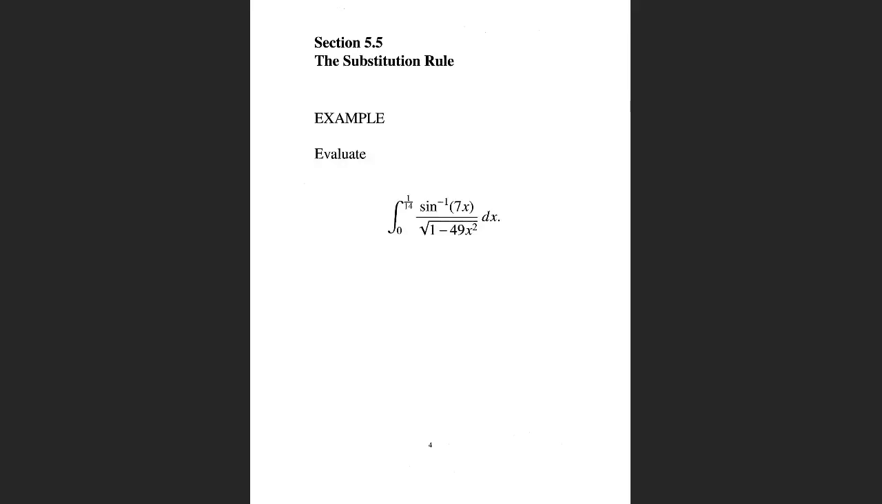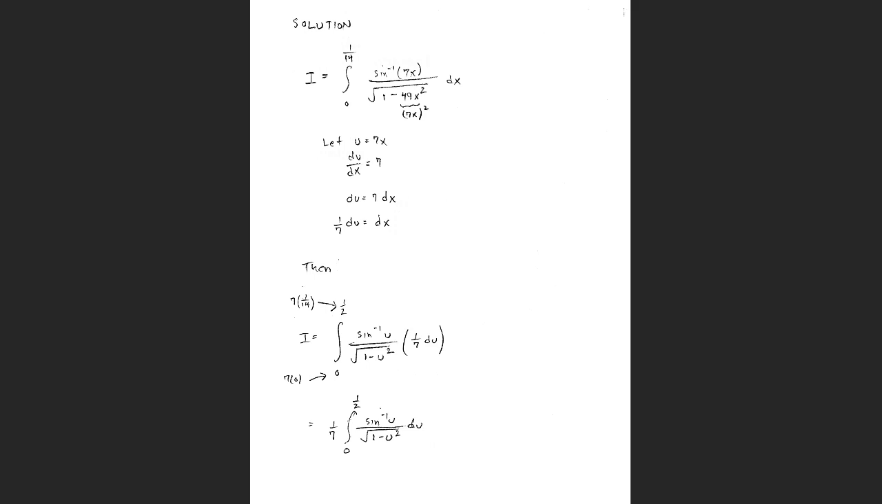We are looking at this example from section 5.5. Give me a thumbs up if everybody's seeing that okay. Again, thank you. Okay, we're going to make the substitution then, u equals 7x. Give me a thumbs up if you see me circling u equals 7x. The circles are where they should be. Excellent. Thank you.